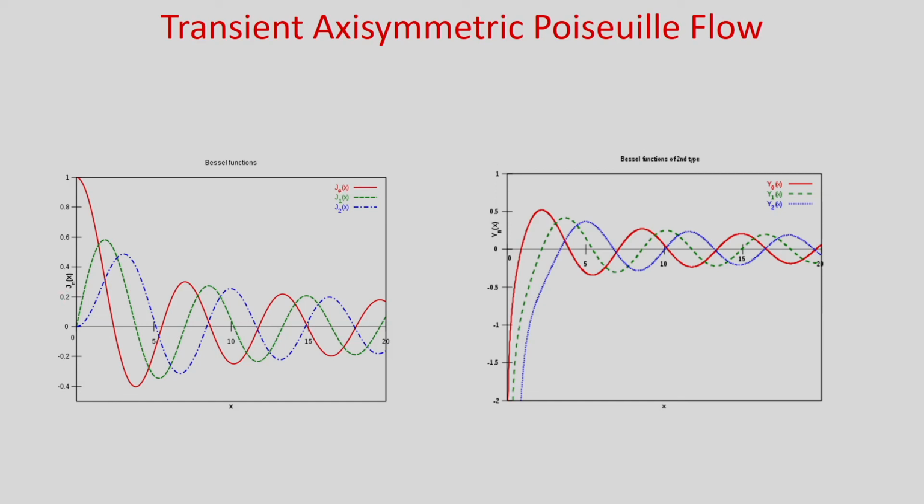So, this is the 0th order Bessel function of the first kind. This is the first order, this is the second order. So, J0, J1, J2, and you can see the solution is periodic in nature. And similarly, if you see the second kind of Bessel function, that is Y. So, Y0 is the 0th order, this is the first order, this is the second order, and you can see its solution is also periodic.